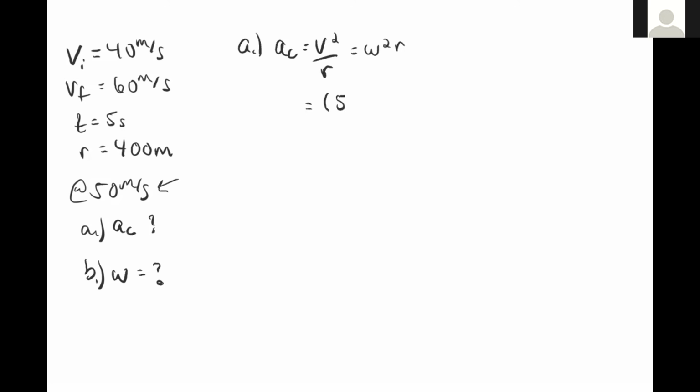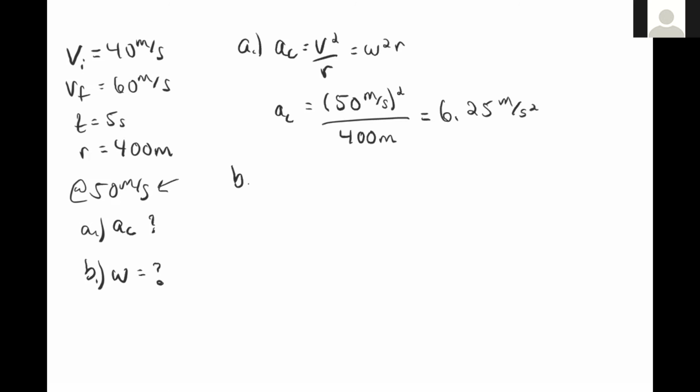The centripetal acceleration is just going to be 50 meters per second, squared, divided by the radius of our circular path, which is 400 meters. So the centripetal acceleration, which has units of meters over second squared, is going to equal 6.25 meters over second squared, okay?